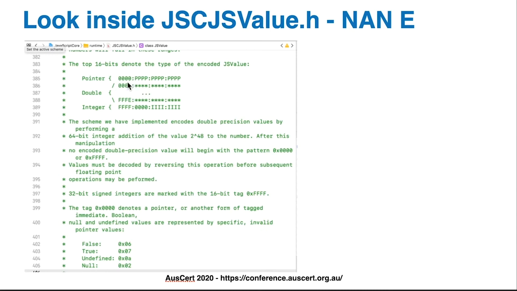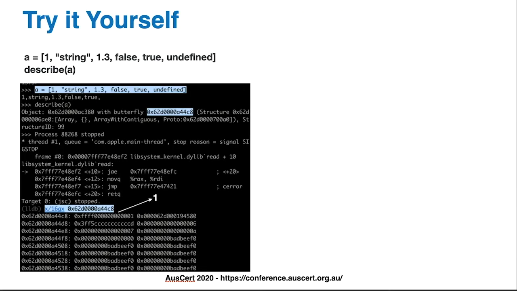So you can see that a pointer will usually have the first 4 bytes set to all zeros, right? For integer, it will be all Fs here. Anything in between will be a double. Now you can try it out yourself. So for example, in this case we are creating an array with certain objects, right? And we will look at the address of the butterfly. Now what is a butterfly?